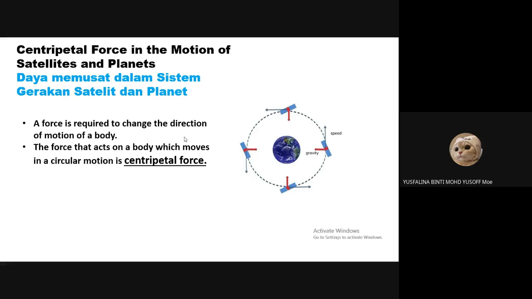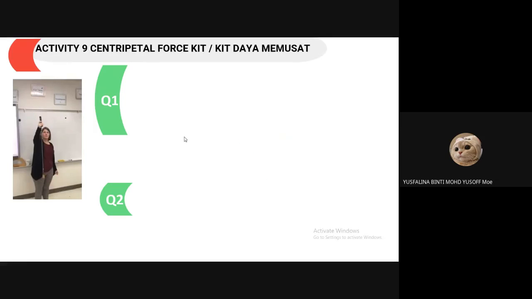So there must be something so that they can change the direction. So they need the force. That force we call a centripetal force. Okay. So a force is required to change the direction of the motion of a body. So the force that acts on a body which moves in circular motion is called a centripetal force. Okay, so you can see this is the video.